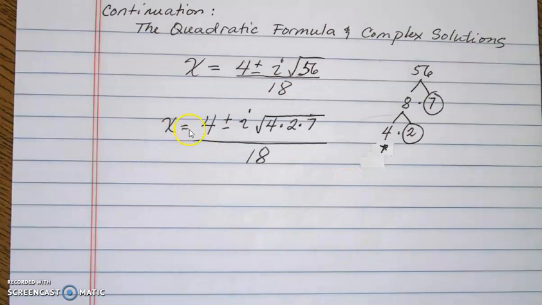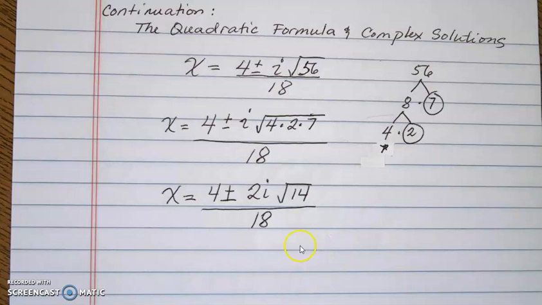Alright, so it would look like x equals 4 plus or minus i square root of 4 times 2 times 7, and again that's a perfect square which will go out of the radical and be put here in front of the i, and then the 2 times 7 will be multiplied back. Alright, so this is our answer, but notice that the 4, the 2, and the 18 have a common factor of 2. And so we are going to simplify this further by factoring out the 2 here on the 4 and the 2 here and simplifying it with 18, and it would look like this.